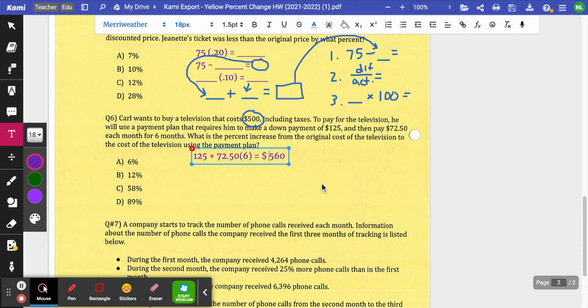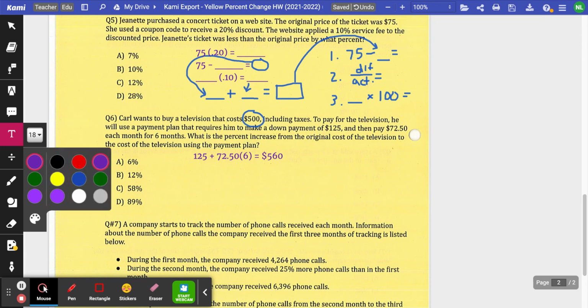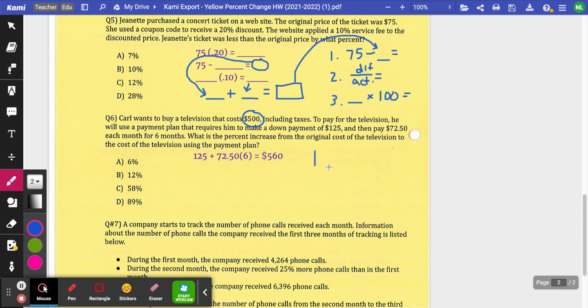So now that you know that, the original cost of the TV is $500, but you end up paying $560. So they want to know the percent increase. Over here, you would do your 1, 2, 3 steps for percent change. You do the difference, then the difference over the original price, which is 500, and then you would multiply that by 100 to get the percent.